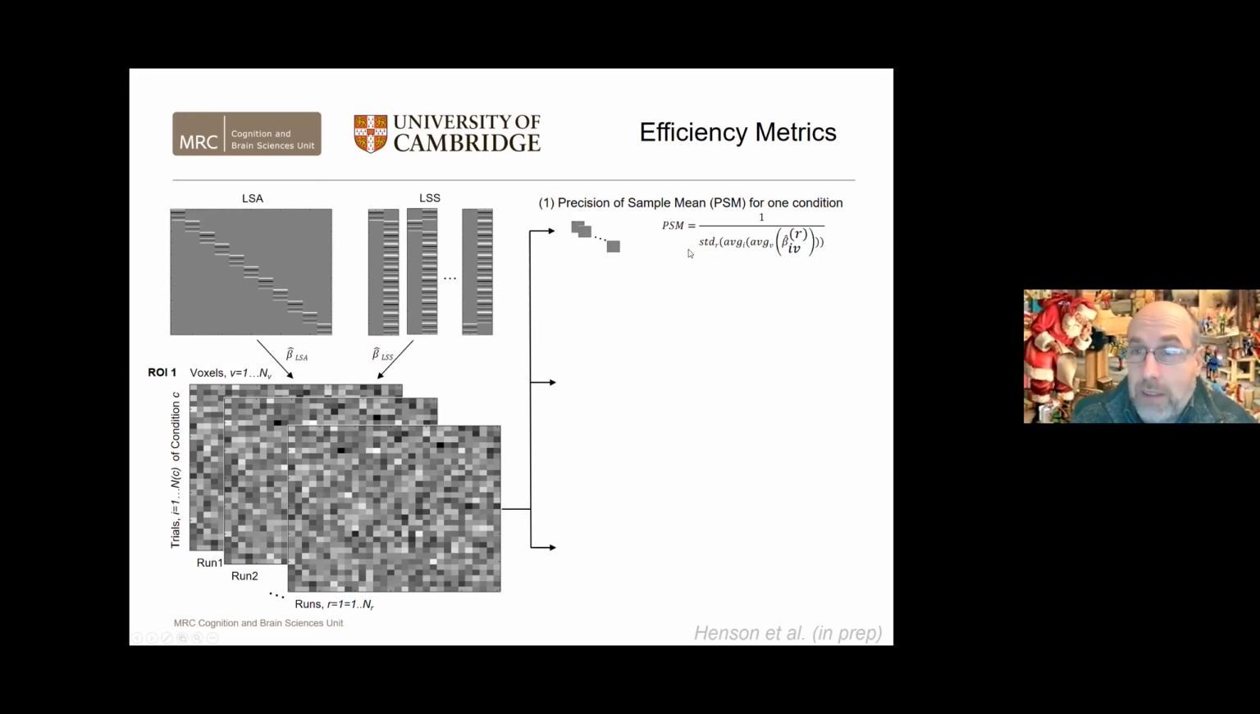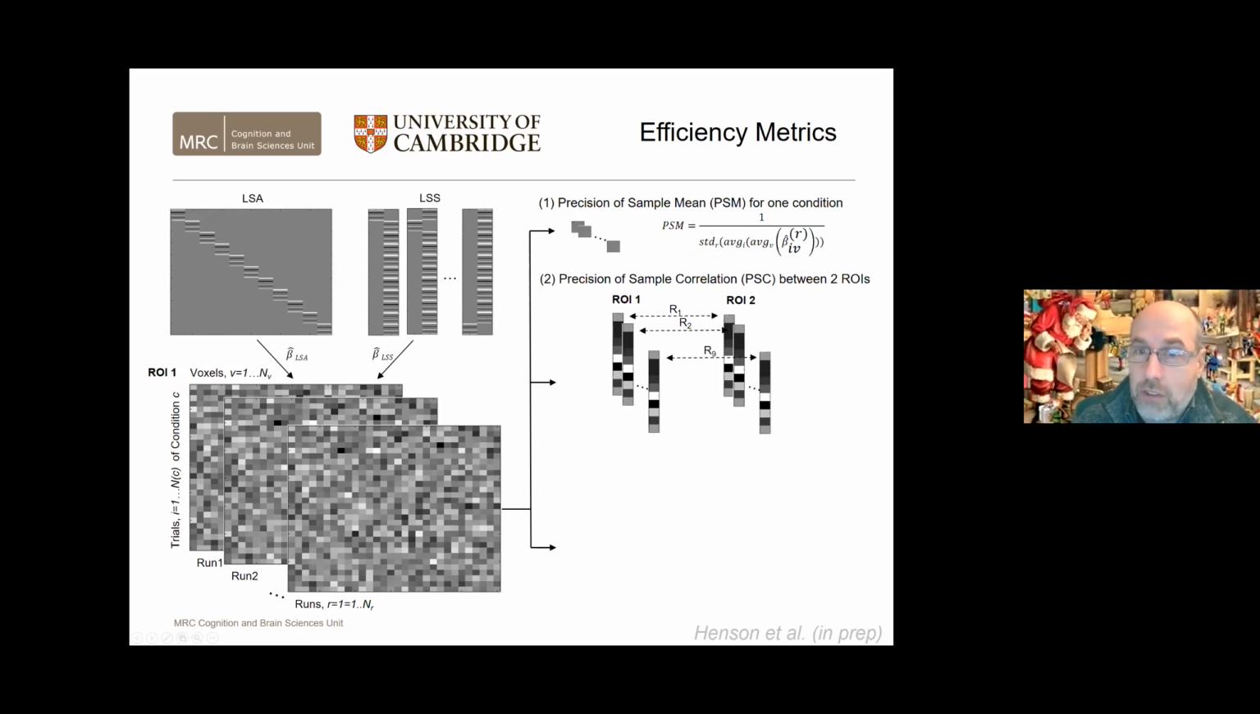I'm not going to talk about this univariate estimate today, but the same idea applies to looking at the precision of beta series regression. So now you have 2 ROIs. We're going to average over voxels. So now we just have a single beta per trial, and we get a correlation between the time series, or the beta series, for each run, and then we just look at the standard deviation across runs of these correlations.